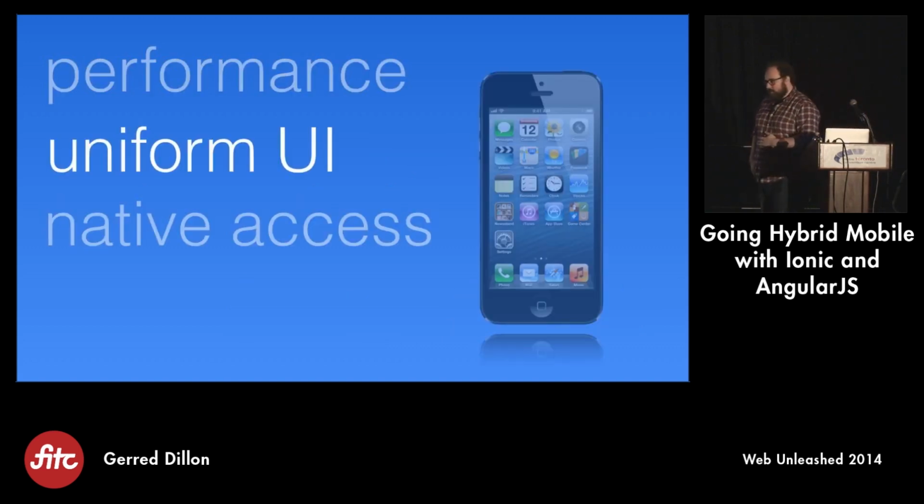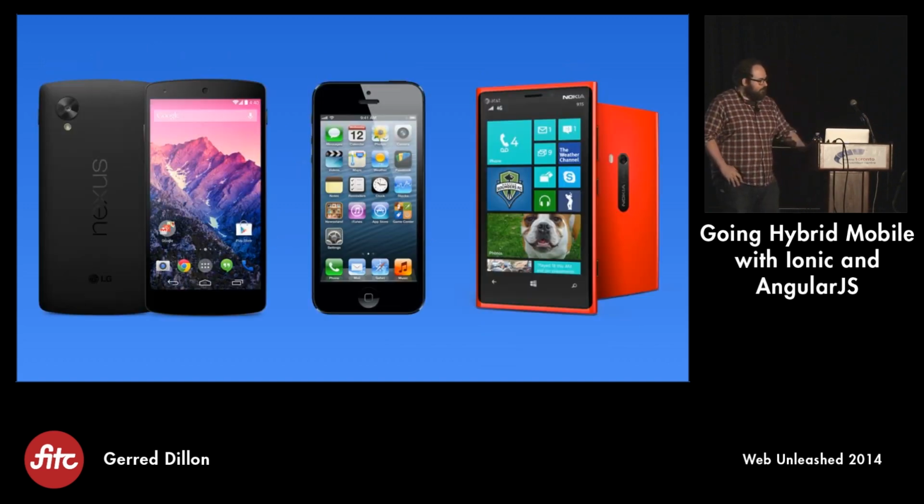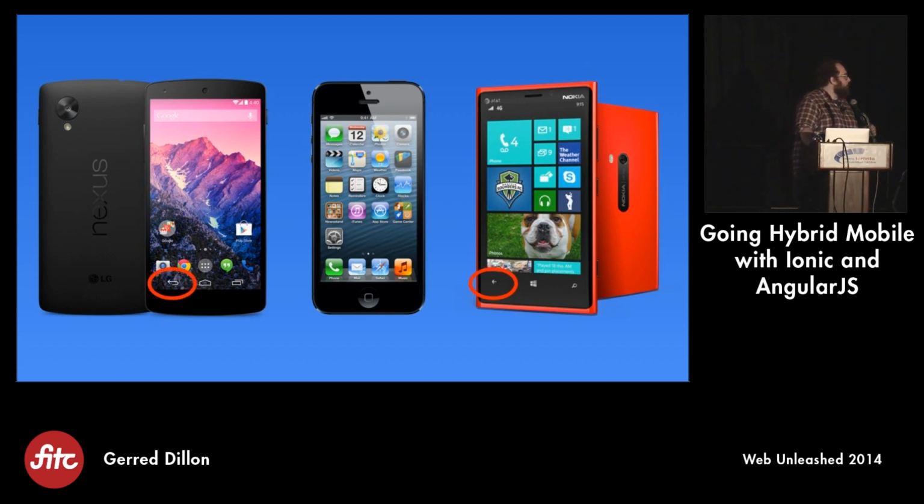Then there's the one that really bugs me, and that's uniform UI. So let's go back to this graph here. And there's something different about one of these phones than the other two, and that is hardware buttons. It grinds my gears in a horrible, horrible way when you can always tell someone's done a really terrible hybrid mobile app when on Android they have back buttons at the top. It's like, what are you doing?